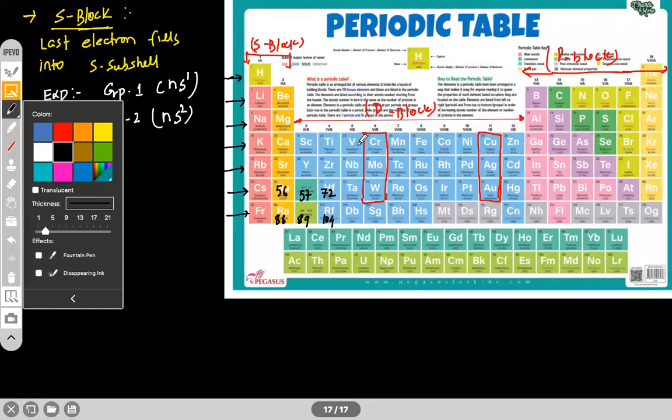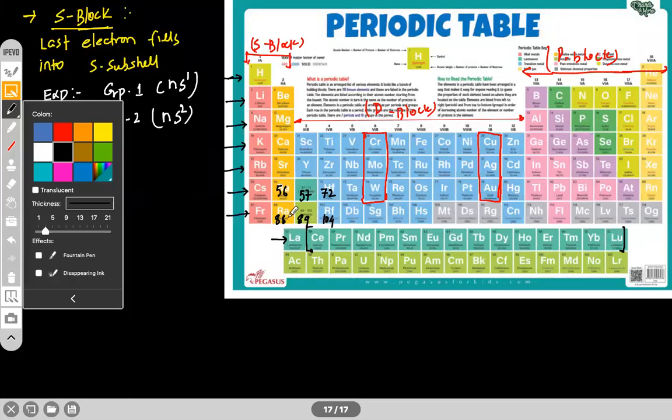So after lanthanum, what happens, you see. This is lanthanum, La. After lanthanum, electron starts filling into 4F subshell. And that 4F goes from cerium to lutetium. If you count this, you will have 14 elements here. 1, 2, 3, 4, 5, 6, 7, 8, 9, 10, 11, 12, 13, 14.